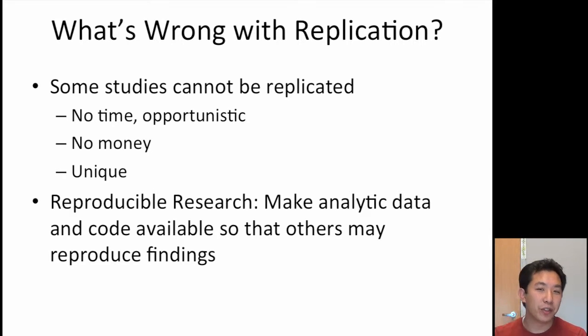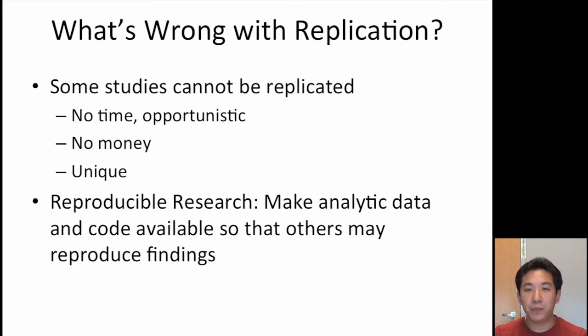Sometimes it's difficult to replicate a study because if the original study took 20 years to do, it's difficult to wait around another 20 years for replication. So that can be a challenge. Some studies are just plain unique. So if you're looking at a unique situation in time or a unique population, you can't readily replicate that situation. So there are a lot of good reasons why you can't replicate a study.